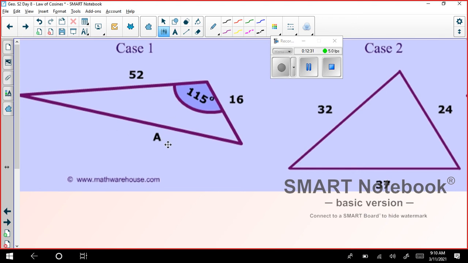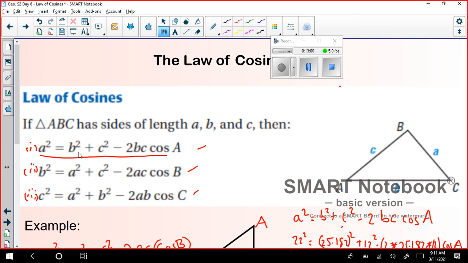So if we have to find A, let me call this A, let me call this B. Doesn't matter how you label, just maintain consistency when you solve the problem. If they've given you labels, then follow those labels. If they are not given, it doesn't matter. You can label however you want, but consistency has to be maintained. We need A and CB is given, so which one should we use? The first one: A square equals B square plus C square minus 2BC times cos A. So use that.